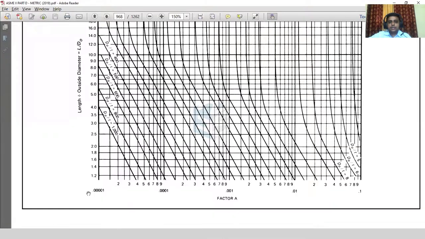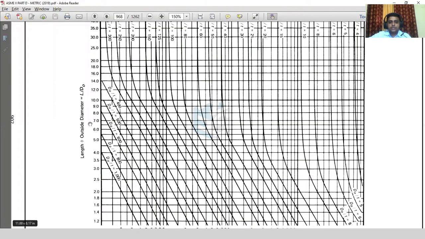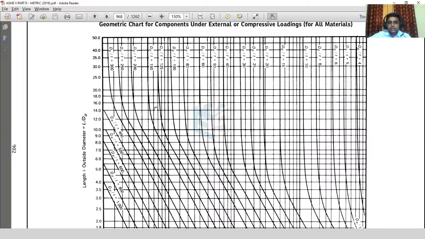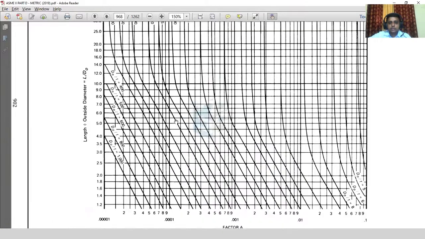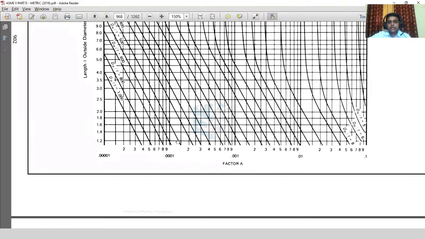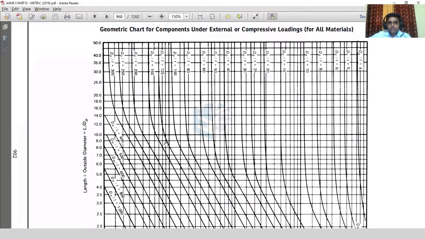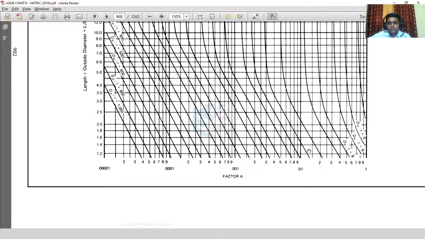This is a geometrical chart. Here there is factor A on the x-axis. On the y-axis, we can see the value of L by DO, and there are various curves for the various ratios of DO by T. If the direct value is not available, we have to imagine a line corresponding to that value, then find the intersection between DO by T and L by DO, and project it down on the x-axis to get the value of factor A.